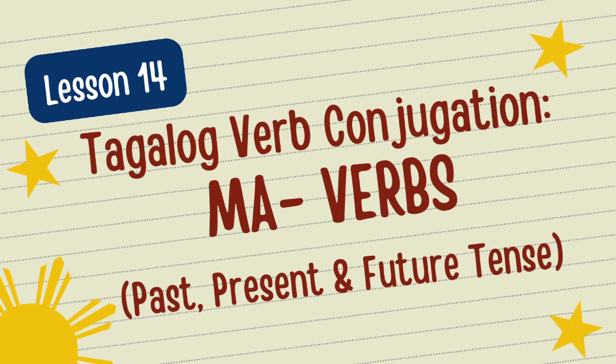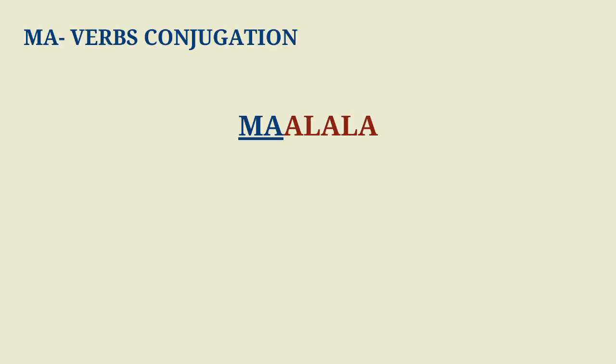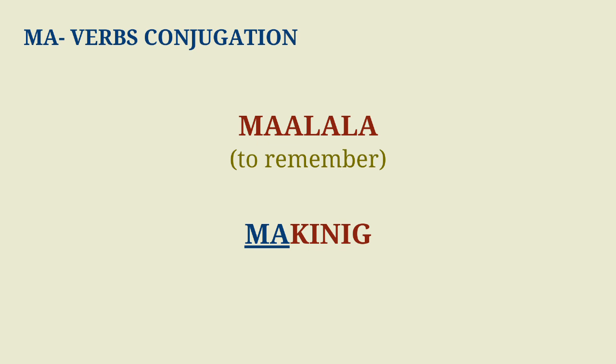In today's video, we will learn how to form the past, present, and future tenses of MA verbs in Tagalog. MA verbs are Tagalog verbs whose infinitive forms begin with the prefix ma. Halimbawa, maalala or to remember, and makinig or to listen.